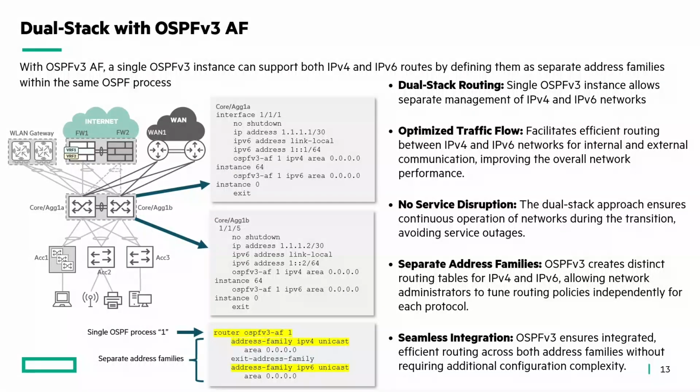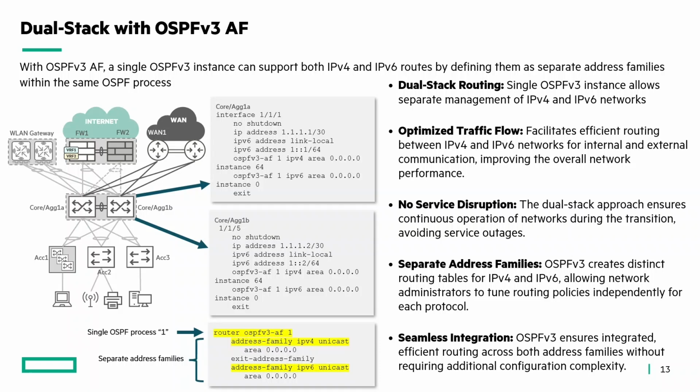So, dual stack with OSPFv3 address families. With OSPFv3 address families, a single OSPFv3 instance can support both IPv4 and IPv6. This dual stack routing is a very huge advantage here. The next is optimized traffic flow. This efficiently facilitates routing between IPv4 and IPv6 networks for internal and external communication, thus improving the overall network performance. And we also wouldn't have any service disruption, because the dual stack approach ensures continuous operation of networks during transition, thus avoiding any service outage.